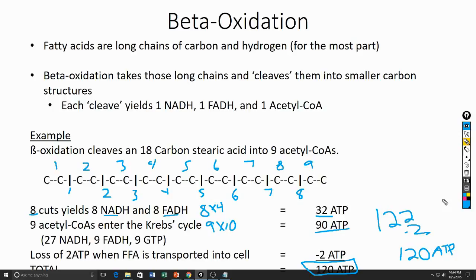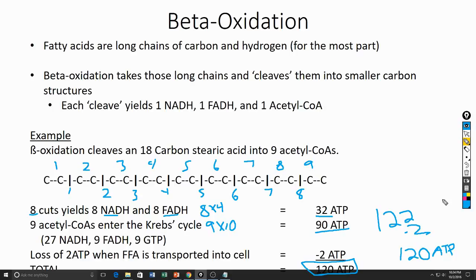By comparison, if we have one glucose that goes the anaerobic route at the end, if it goes to lactic acid, we get a grand total of 2 ATP out of that. We're getting 120 out of this fat. It's a ton of energy. It's just, like I say, really hard to get to.